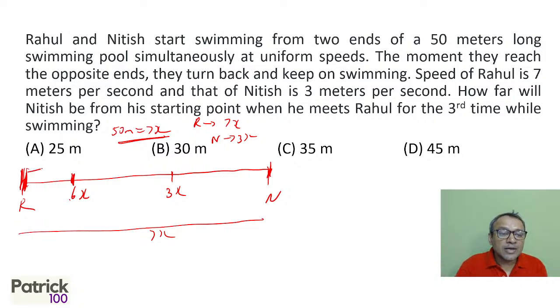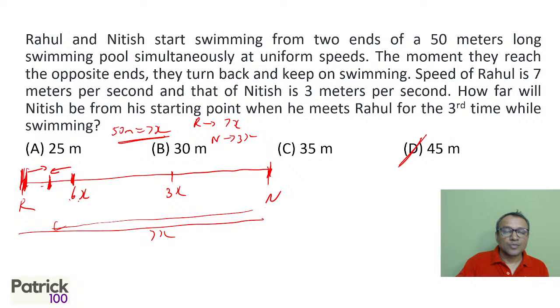The third time is when Rahul is coming this way and Nitish is coming this way. They will meet somewhere on the way, very close to Rahul's point. So from the options you can make out the answer will be 45 meters, because Nitish has travelled more than 6x of the 7x distance, which means he will be closer to Rahul's end. The total distance is 50 meters, so from the options it has to be 45 meters. If you want, you can confirm it.